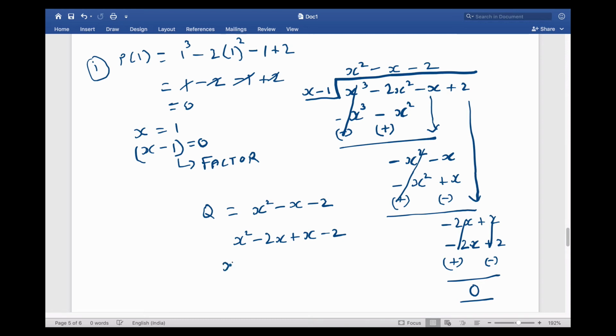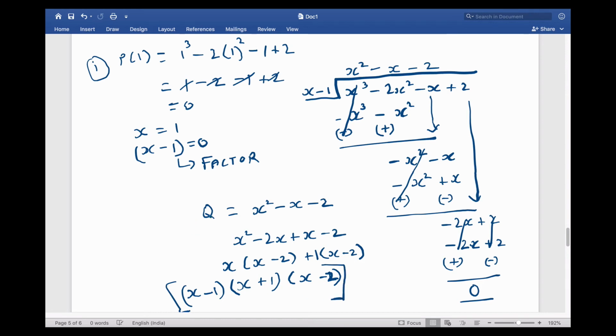So x is common here. I get x minus 2 plus over here I can write 1 x minus 2. So I get x plus 1 into x minus 2. These are the two factors I got from x square minus x minus 2, and one of the factors I had already gotten, which was x minus 1. So these are the three factors for our given equation.